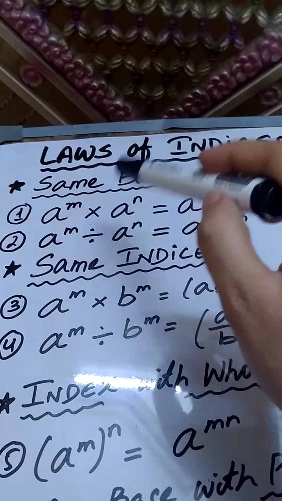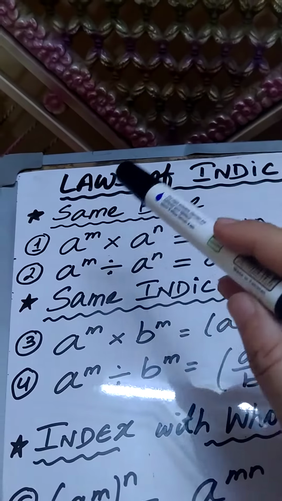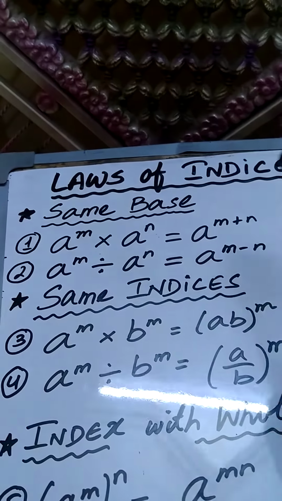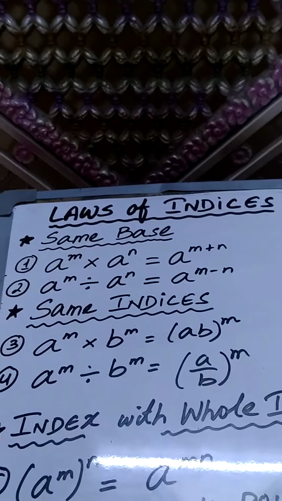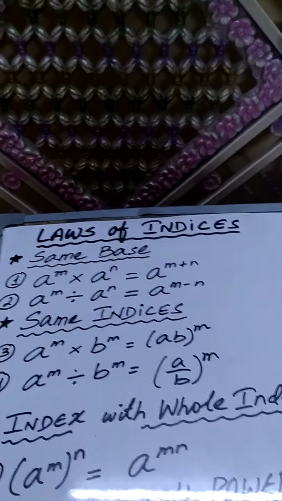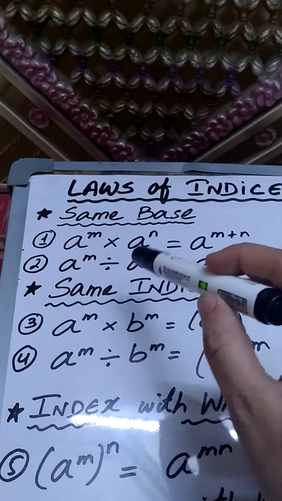So a^m multiplied by a^n. Look here, the base will remain a, we only add their powers. So a^m multiplied by a^n is a^(m plus n). So this is the first law of indices, dependent on same base, called the multiplication law of indices. The second law is also dependent on same base.